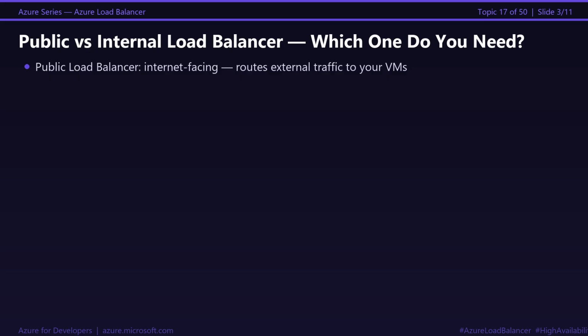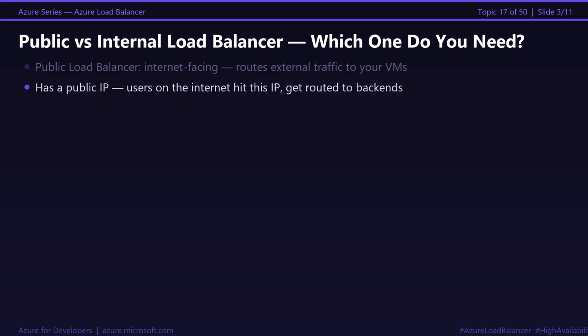Web servers behind a public load balancer. App servers behind an internal load balancer. Database cluster behind another internal load balancer. 3 tiers. 2 load balancers. And only your web tier is ever exposed to the internet. That's proper architecture.